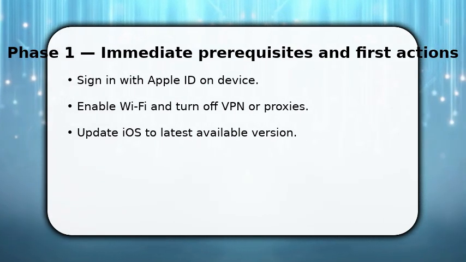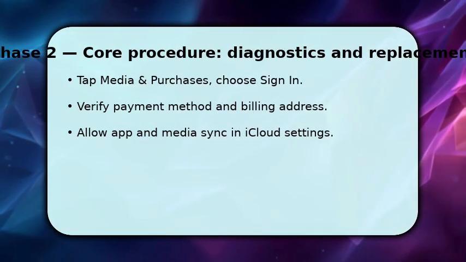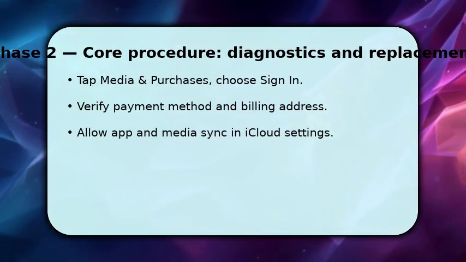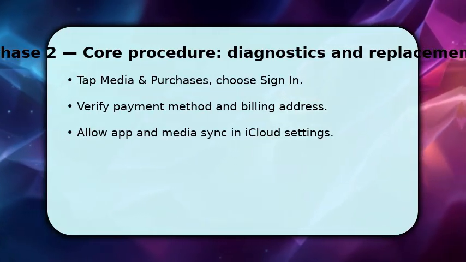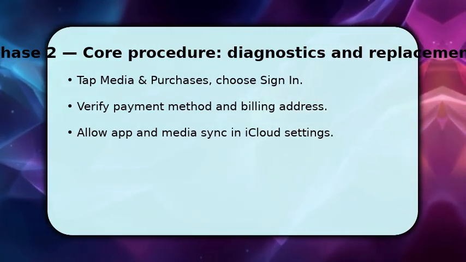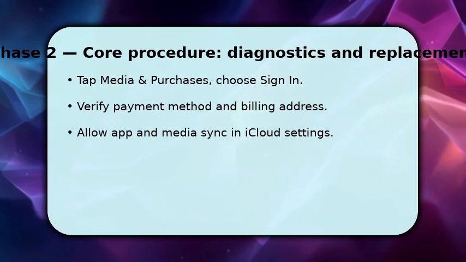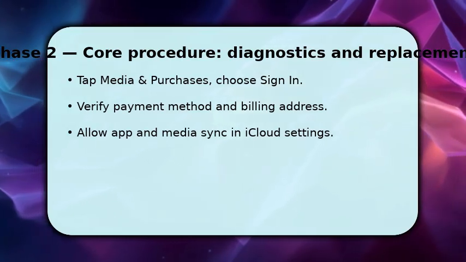Next, you tap Media and Purchases and choose Sign In, enter your Apple ID and password, then complete two-factor authentication if prompted. When verification finishes, review the payment method and billing address. Accurate billing info prevents purchase errors.